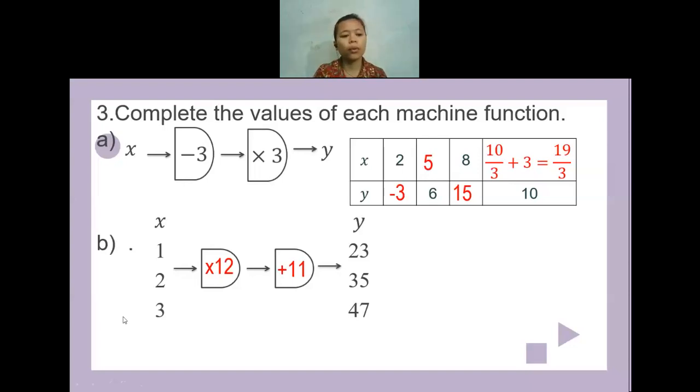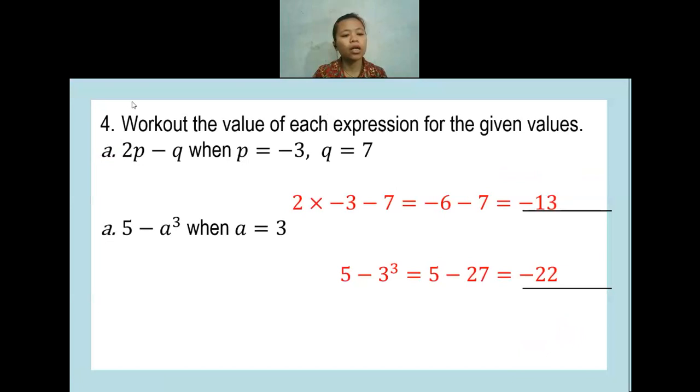For question 4 here, we have some expression. From this expression, we have to find the value when p is equal to -3 and q is 7. So we have 2p minus q. 2p means 2 times p, and then minus q. The p is equal to -3, the q is 7. So we can write it as 2 times -3 minus 7. 2 times -3 is equal to -6. -6 minus 7 is equal to -13.